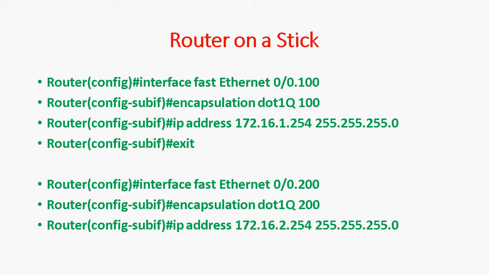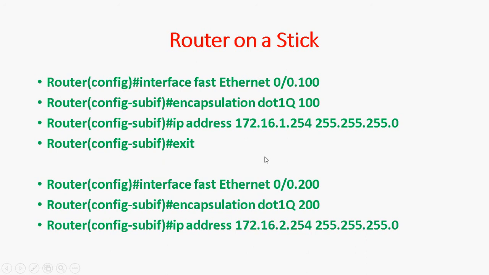Now this command is very important in router on a stick. Why? In the router we are creating two sub interfaces, but the router doesn't know which sub interface belongs to which VLAN. That's why we tell the router encapsulation dot1q 100. That means this sub interface belongs to VLAN 100. Next, as usual, you have to assign the IP address to the virtual interface, that is 172.16.1.254 with subnet mask /24, then exit.